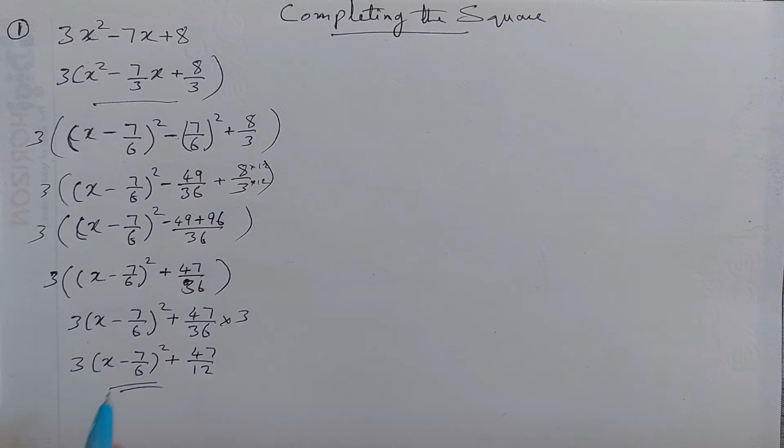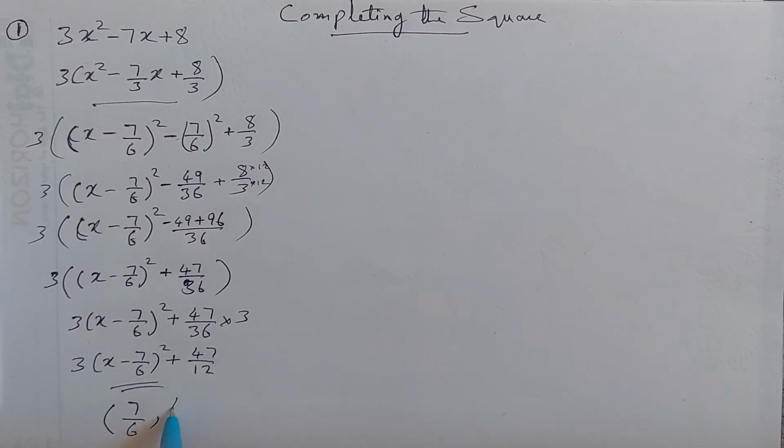So the turning point for that is the maximum or minimum point. If it's x minus 7 over 6, the x coordinate will be just 7 over 6, and here it's 47 over 12. Done. That's it. That is the maximum or minimum point in that.